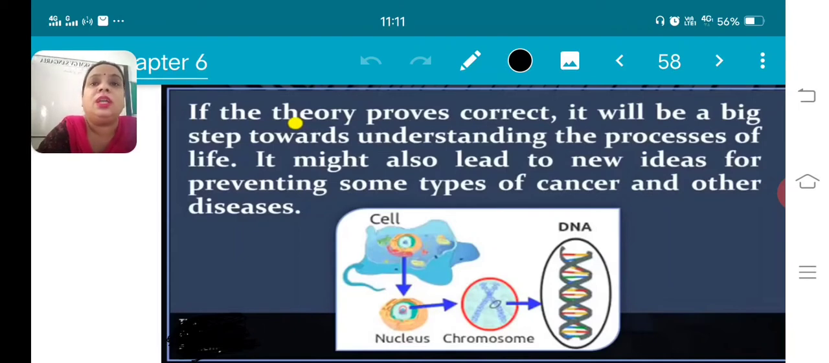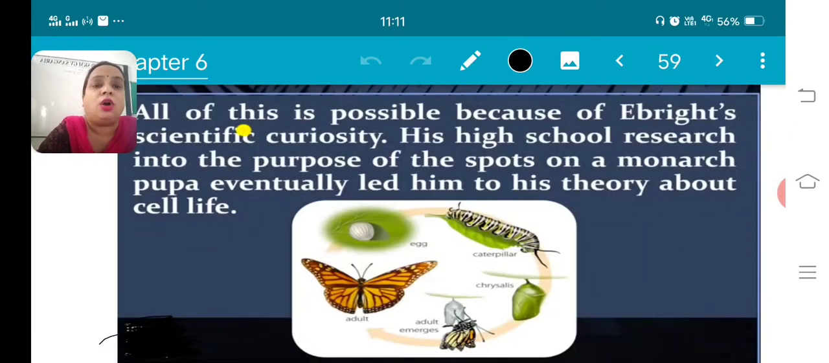So it was expected actually by Richard that if the theory proved to be correct, then it would be a big step towards understanding the complex system of life, and also would lead to new ideas and preventing certain types of cancers and other diseases also.